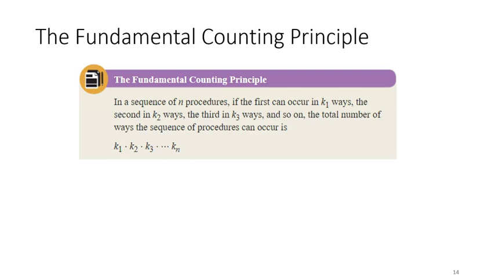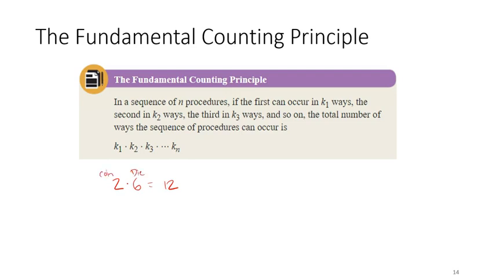If you have a sequence of n procedures, then if the first occurs in some number of ways and the second in some number of ways, right? So if the first has some amount of possibilities, the second has some amount of possibilities, and we're doing these things in sequence, then the total number of ways that you can have, the total possible outcomes, is just the product of all those numbers. So for example, with the coin and the die before, we know that there's 2 possibilities when you flip a coin, heads or tails. There are 6 possibilities when you roll a die, for a total of 12 possible outcomes.